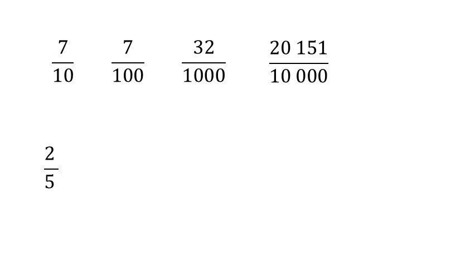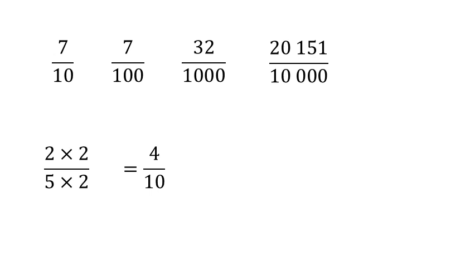Now, some fractions like 2 over 5, apparently the denominator is not 10, 100, etc. But it could be, if we multiply up and down by 2. It is allowed to multiply up and down by the same number or to divide. Now 2 over 5, multiply up and down by 2, the denominator becomes 10. It becomes 4 over 10. Now it is a decimal fraction.